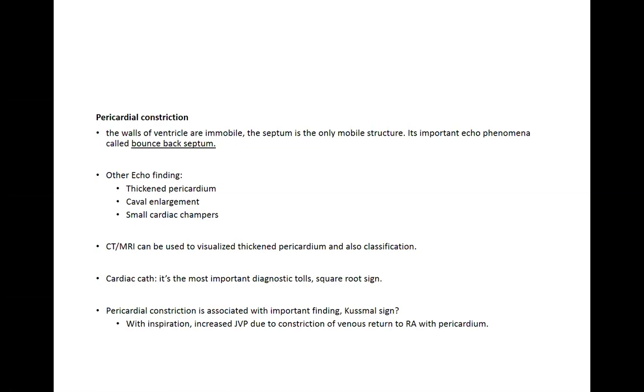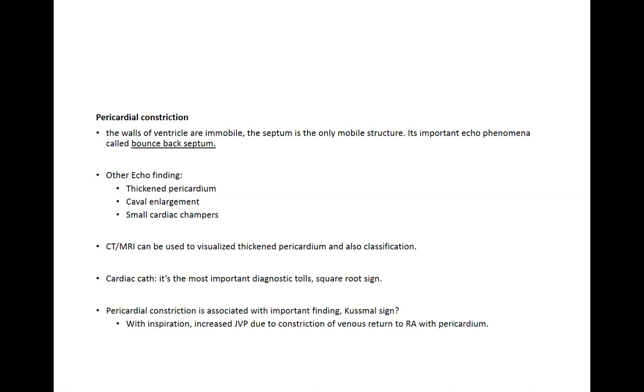So what happens in normal people when you take a deep breath? In normal people, when you take a deep breath, the central venous pressure will drop. Exactly, so the CVP will go down. So what happens in Kussmaul's sign? When you take a deep breath, the CVP goes up. Yes, that's what happens. This is what we call Kussmaul's sign.